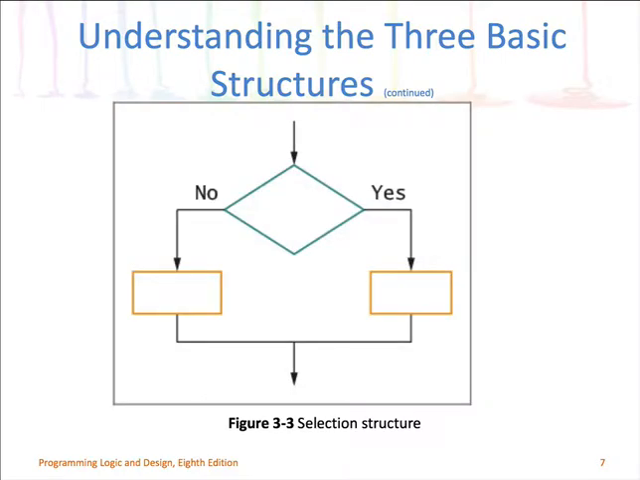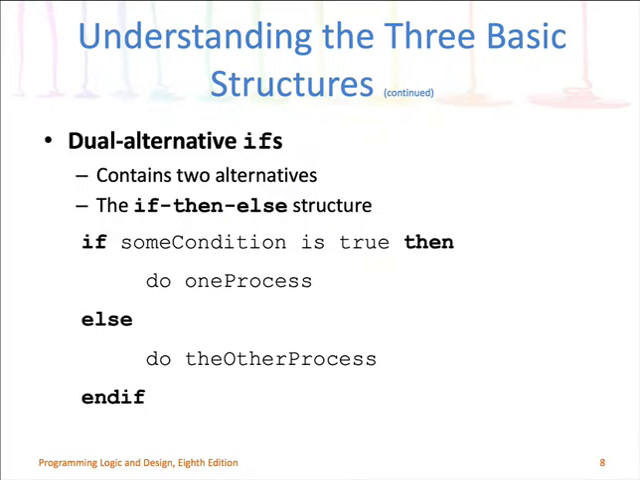A selection structure looks like this. It is implied that this is a dual alternative statement because you ask a question. If it's true or the answer is yes, you would execute the right side of the structure. If the answer is false or no, then you would execute the block or blocks of code that were on the left of it. So in pseudocode, this is what if statements look like. If, and then what condition. If it's true, then do one process, else do another process.